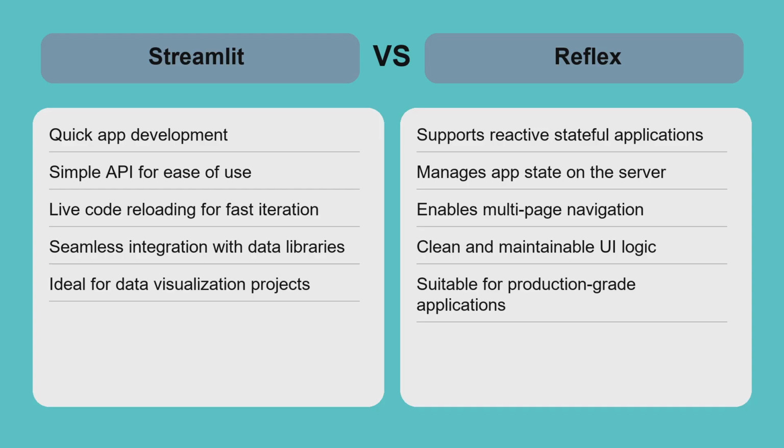Reflex is ideal for developers aiming to build sophisticated web apps with Python alone without front-end coding. The trade-off is that Reflex requires more initial effort to learn and set up. Streamlit limits interactivity and scalability but wins on ease of use. Reflex offers power and flexibility but demands familiarity with reactive programming concepts.